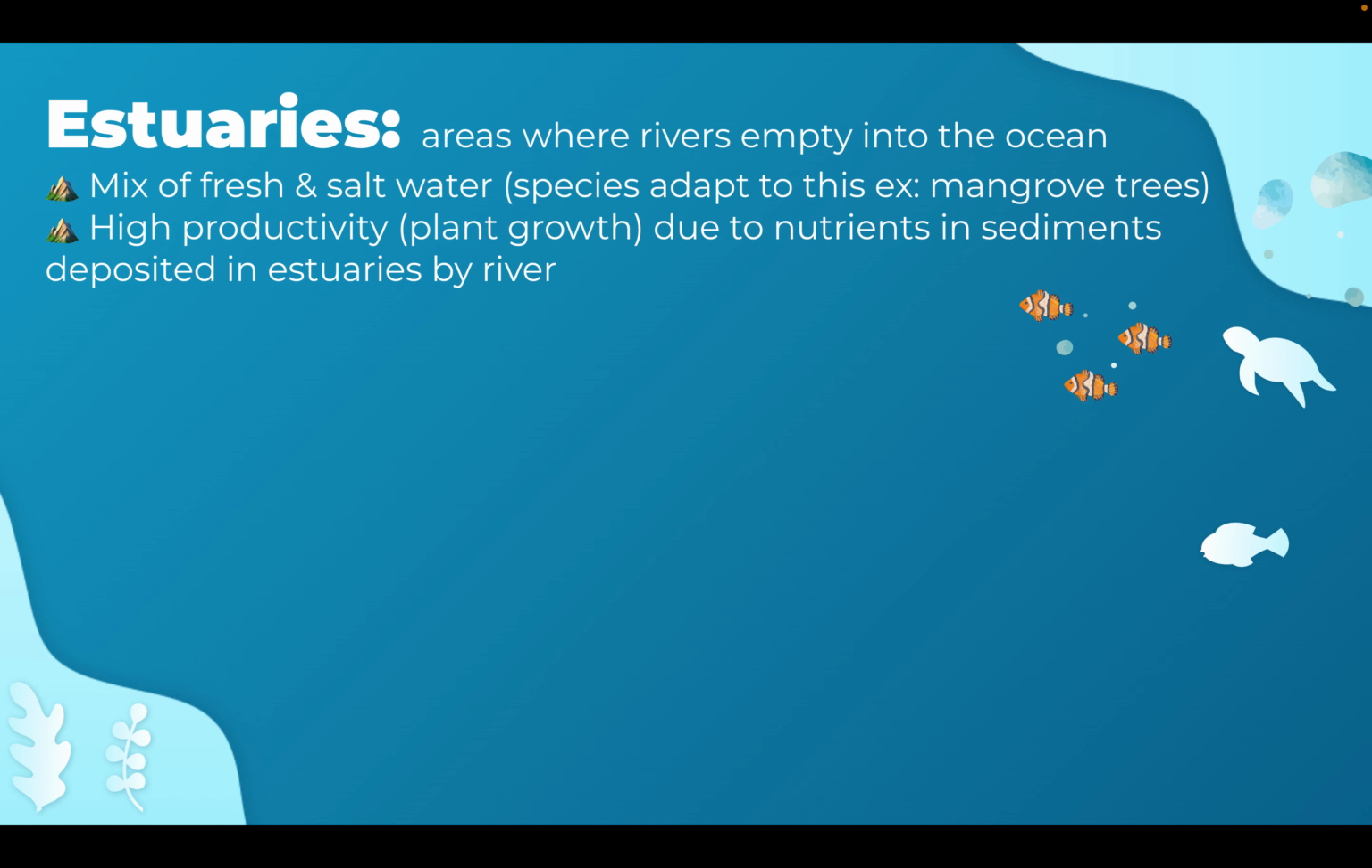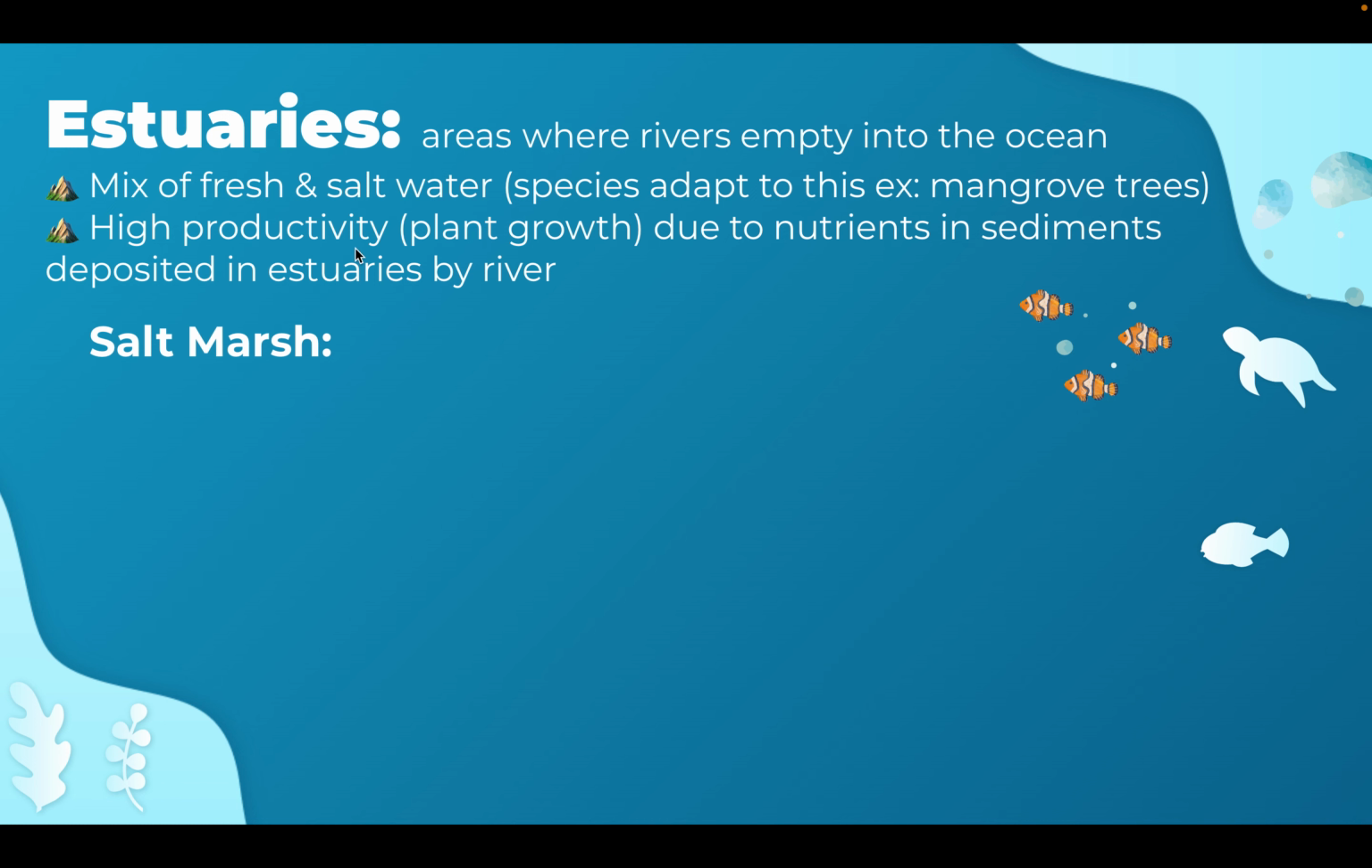You then have a mixture area. So this is something called an estuary. This is where rivers empty into the ocean. So it's really important to know that this is where you get a mixture of freshwater and saltwater, because we've been talking about freshwater. Now we have some saltwater mixing in there. So again, species have to be adapted to this. The big one that you need to know, this comes up all the time on the AP test, mangrove trees. I'll show you a picture of that in just a minute. So mangrove trees are highly adapted to living in estuaries.